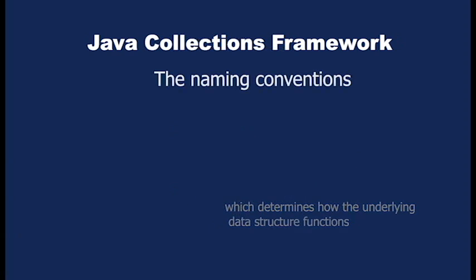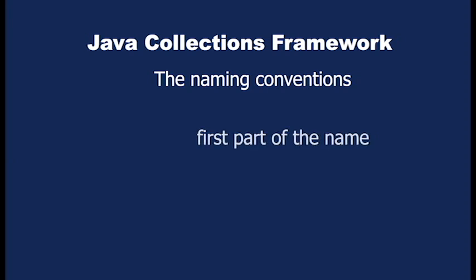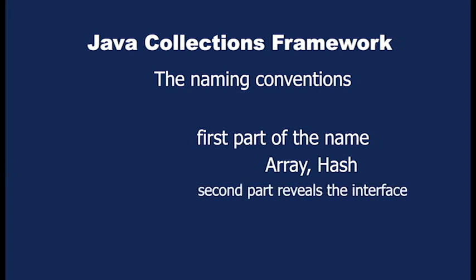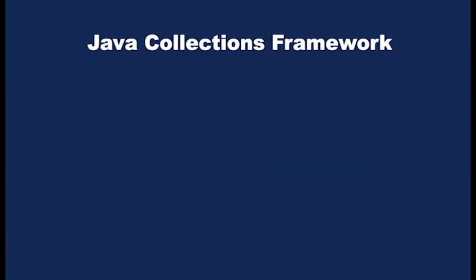The naming conventions in Java collections often give away their nature. The first part of the name indicates the implementation style, array, hash, and the second part reveals the interface, list, map. This pattern is evident in names like ArrayList and HashMap. Sometimes, multiple implementation styles are combined, as seen in linked hash set.